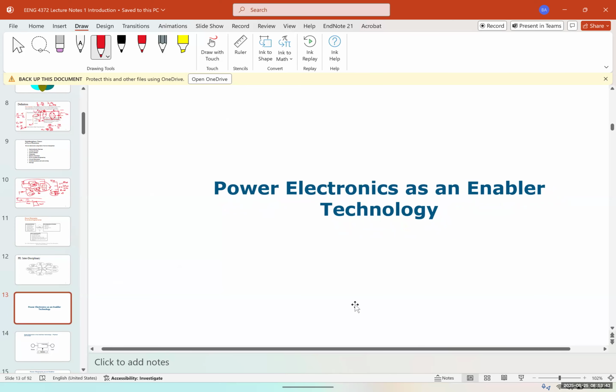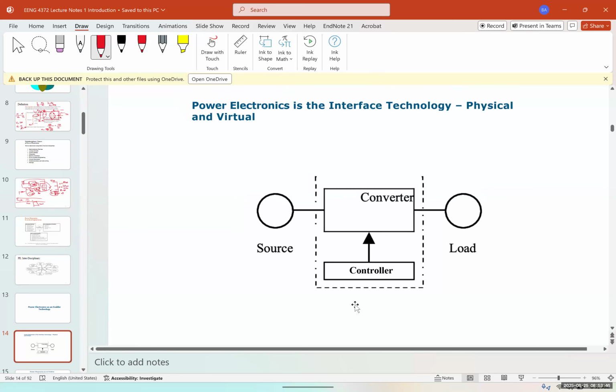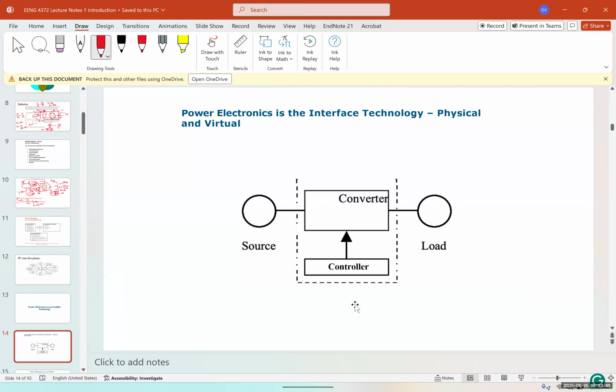Power electronics as an enabler of technology. Power electronics is the interface technology, physical and virtual, between, this is an example, a source and a load. The source could be AC and the load could be DC, the source could be DC and the load could be DC, or the source could be DC and the load could be AC.